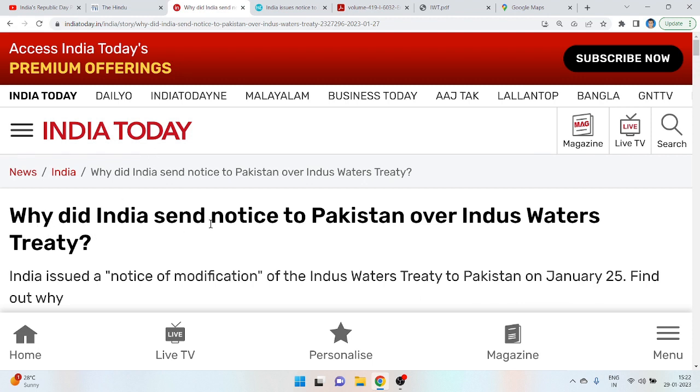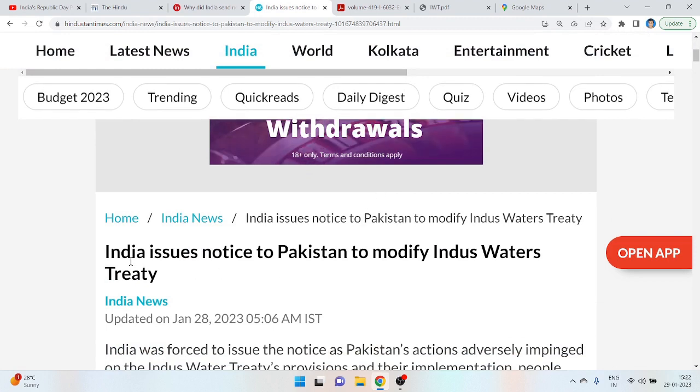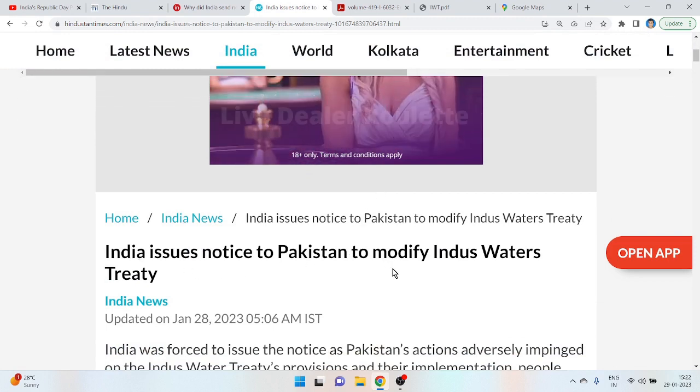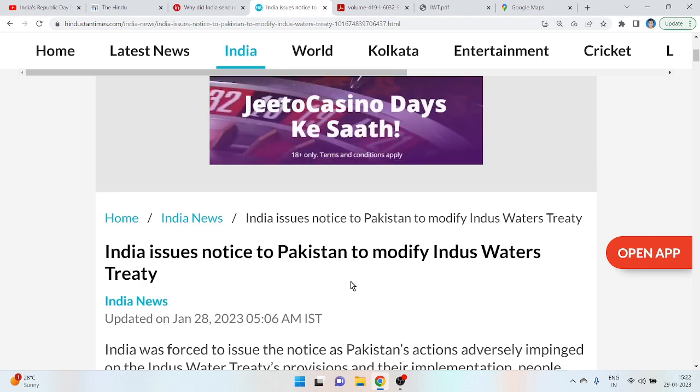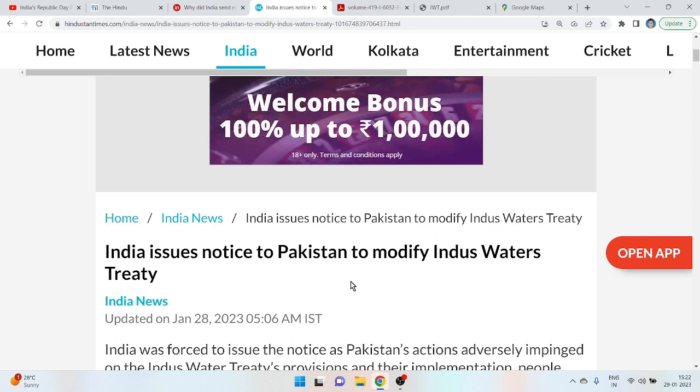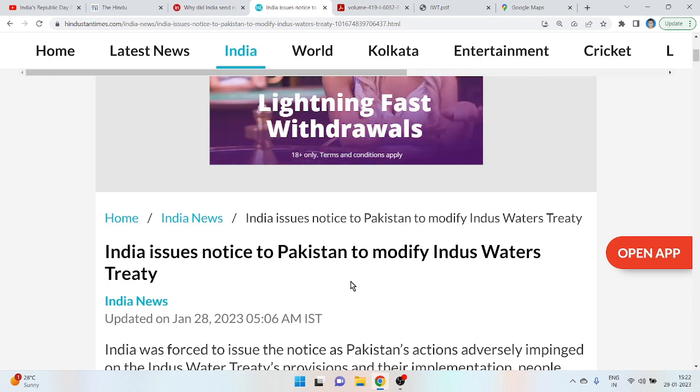Why did India send notice to Pakistan over the Indus Water Treaty? It was also published in Hindustan Times. They are also saying India issues notice to Pakistan to modify the Indus Water Treaty. Now it is clear that the news is related to the Indus Water Treaty, and India sends a notice to Pakistan to modify the treaty. Now, you all know a little bit about the Indus Water Treaty.